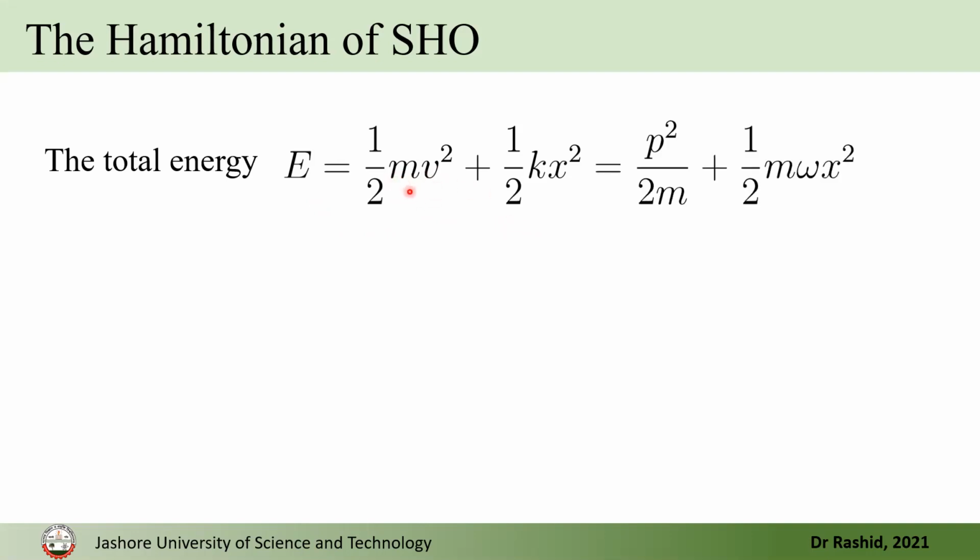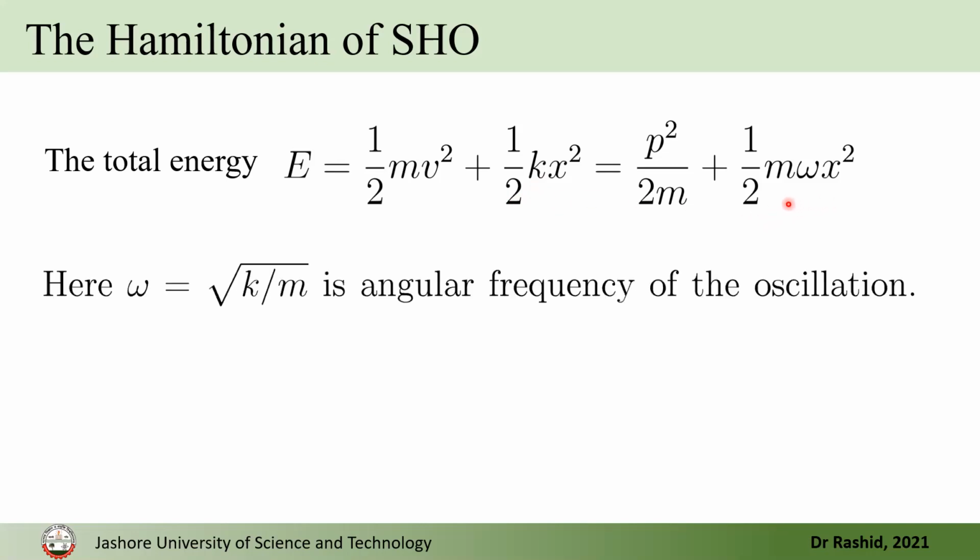Now we can write it in a different way. Here m is the mass and v is the velocity, but we can write it in terms of momentum. If we write the kinetic energy in terms of momentum, then it becomes p square by 2m. Similarly, k in the case of a spring is the spring constant, but this is a constant of the oscillation. We can write the term half k x square as half m omega square x square. Here omega equals root over k by m, which is the angular frequency of the oscillation.